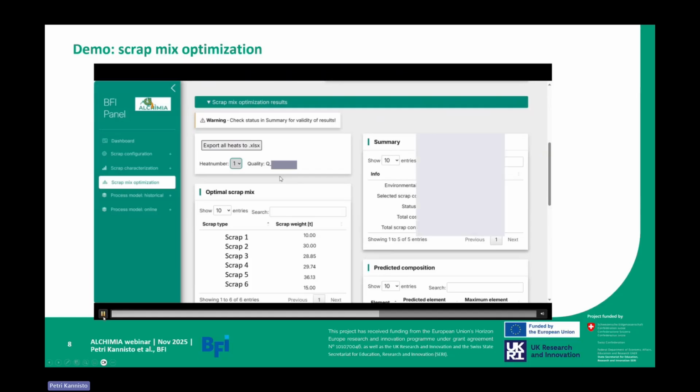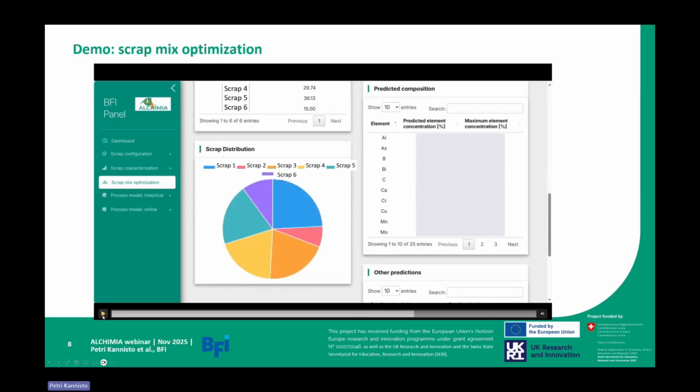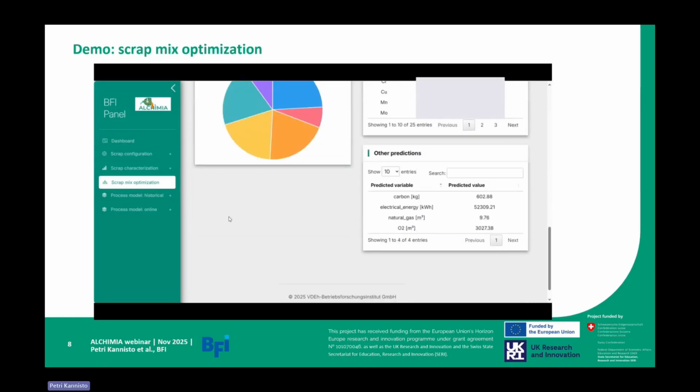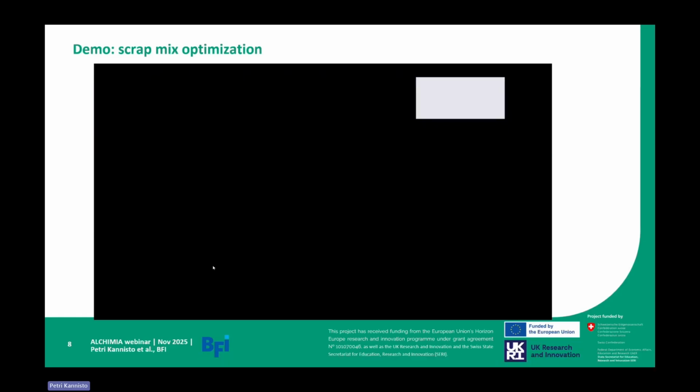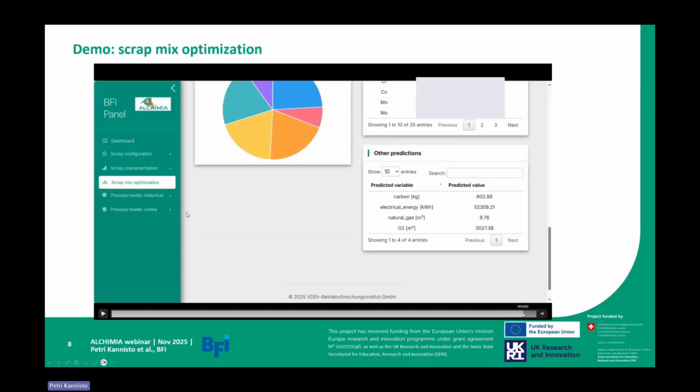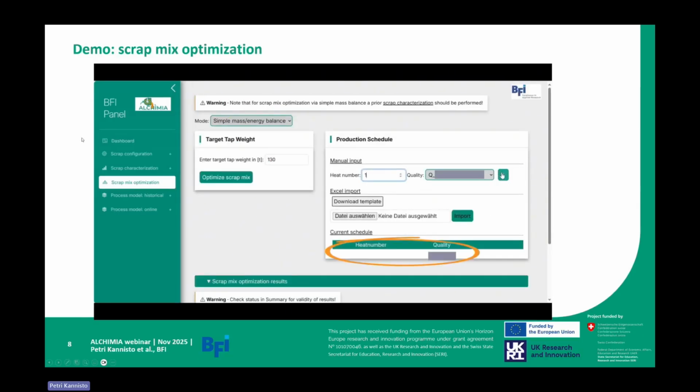And there are also other key numbers. So for instance, the predicted composition for the end product based on the scraps loaded, and also a scrap distribution pie chart. And on the right, the other predictions for carbon consumption, electrical energy, natural gas, and oxygen. Pausing is not always easy. It just makes my mouse disappear in the middle.